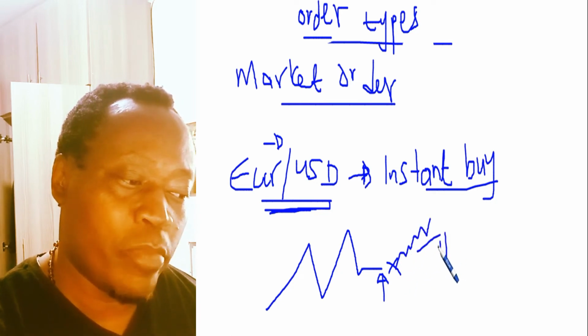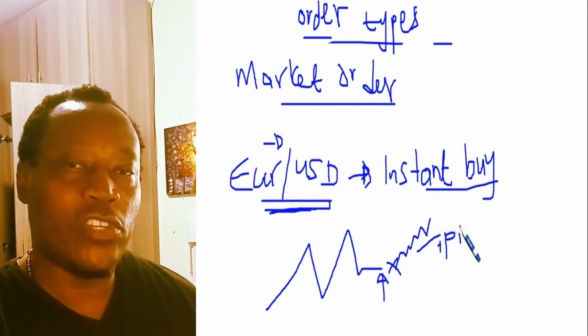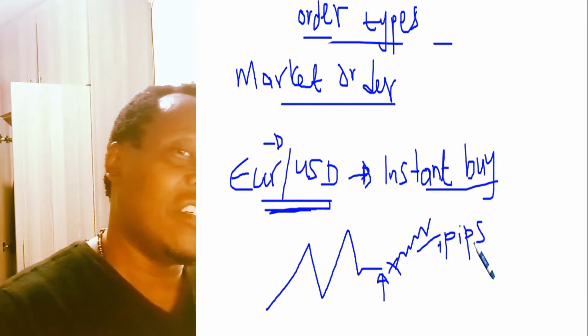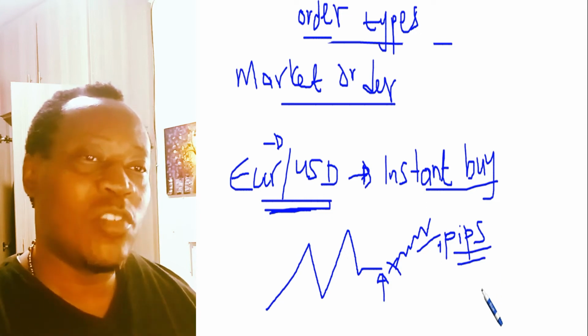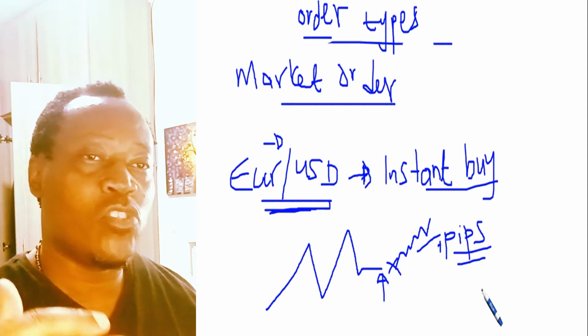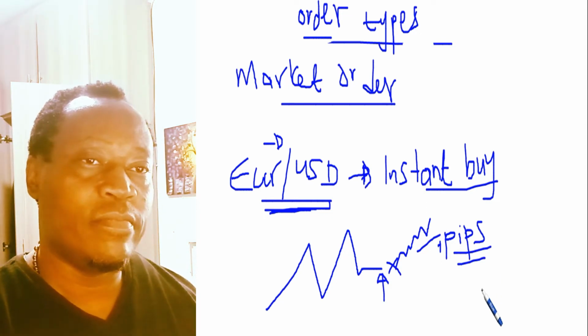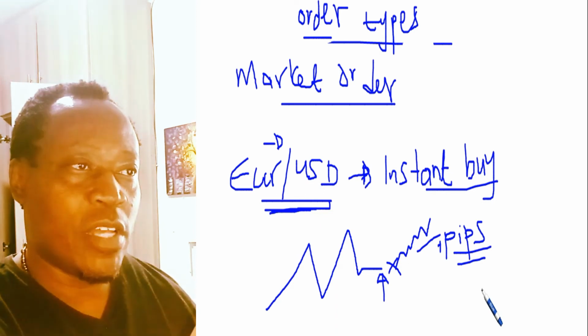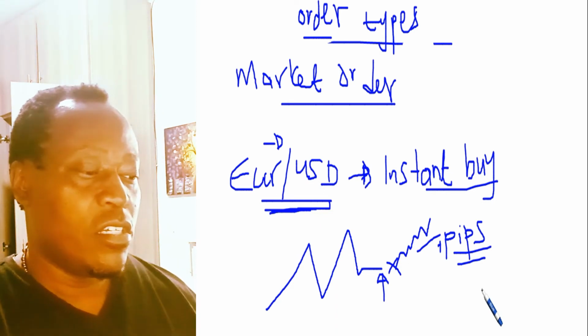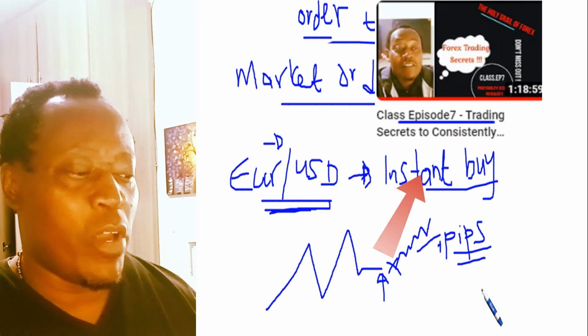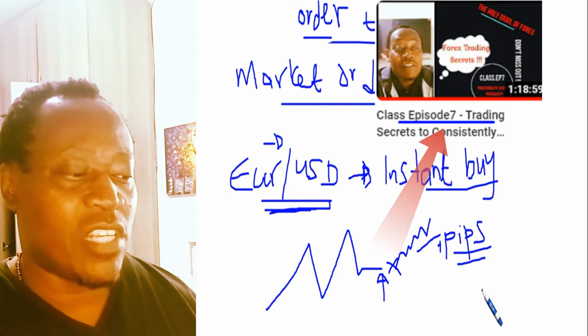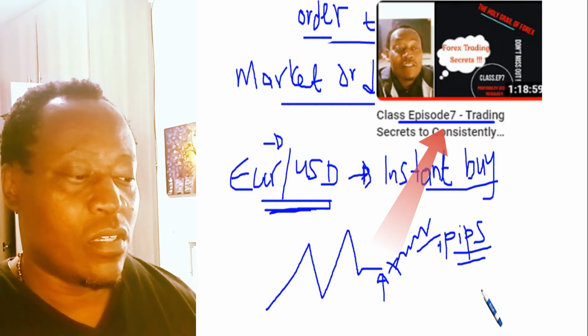Now when you make positive pips, it means you're in profit. And when you're in profit, you multiply that with your lot size. You know the 8 principles we went through in our last video. If you didn't watch it, the video is up here. Please just watch it. So you multiply the pips times the lot size, and you get your profit.